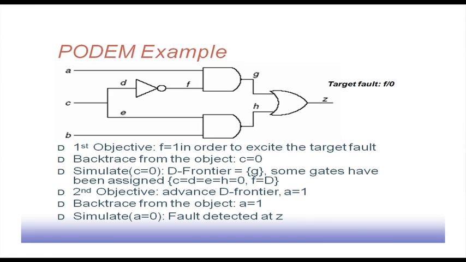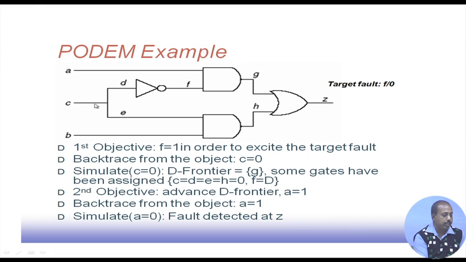For example, in this particular circuit, the target fault is f stuck at 0. So the first objective will be to set f equal to 1, so that to achieve the target fault, the line f should be set to 1. If we backtrace from this point, we come to the point C. The backtrace routine generates another objective, which is C to be set to 0. Since it is a primary input, it can be easily set to 0.